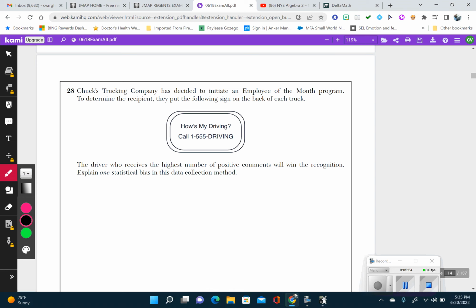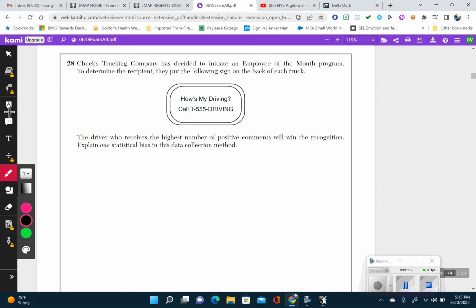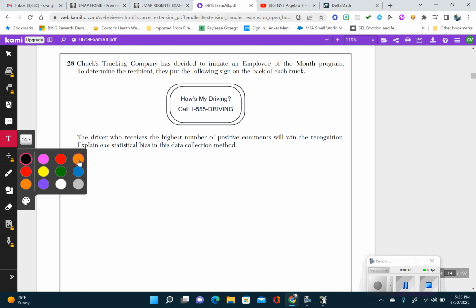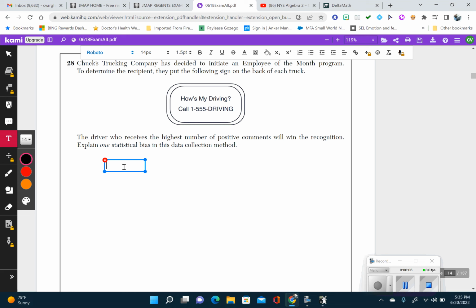All right. So this one is a very weird question because it's not really math, but I want you to think about it, okay? So if you're a truck driver, and you're driving with a friend, a cousin, whatever, and all of a sudden a car or truck comes and cuts you off, you have more of a chance of calling this number, right? About reporting them. So it says the driver who receives the highest number of positive comments will win the recognition. Think about it. If someone is driving a truck and doing a really good job, I personally have never called and said, "Hey, your driver's doing great." I just kind of go about my business, right? At least he's not trying to hit me.